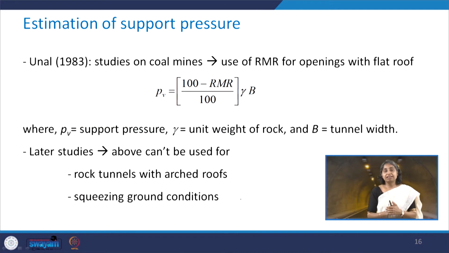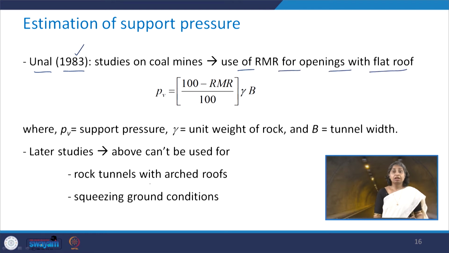Coming to the next category, which is the support pressure, that is extremely important with reference to underground excavation. Unal in 1983 conducted a lot of studies on coal mines, and then he recommended the use of RMR for openings with flat roof. He mentioned that the vertical support pressure can be defined as (100 minus RMR) upon 100 into gamma times B, where PV is the support pressure, gamma is the unit weight of rock, and B is the tunnel width.